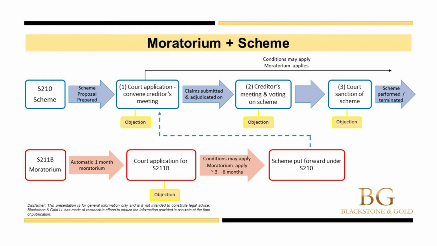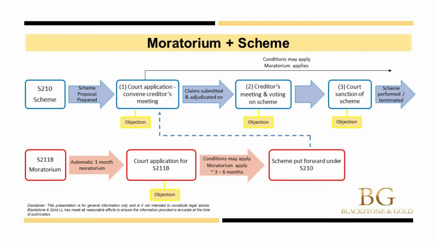Once it's put forward its scheme, then we have that interlink between a moratorium and a scheme. Parties then go into the blue flow. And the blue flow is actually where the critical steps are taken. And I've listed step 1, 2, 3 at the top. Step 1 would be an application for leave to convene the creditors' meeting. And we use this word leave in law, but in layman's terms, it actually means just permission.